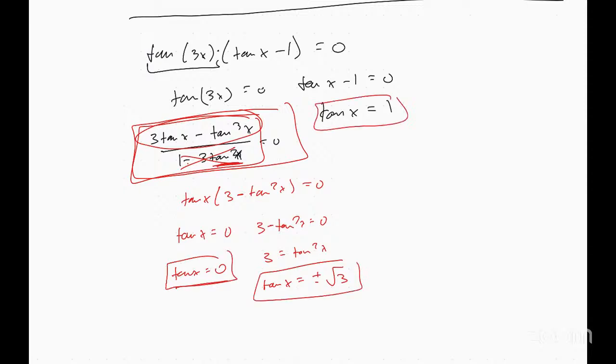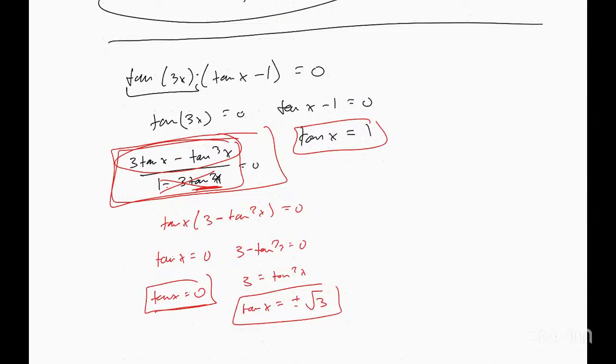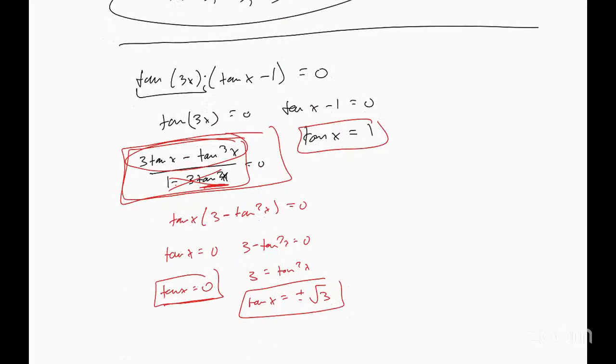Okay. So x can be, tangent is 1. That's in the first and third quadrant. So that's pi over 4 and 5 pi over 4, right? The tangent is 0 at 0 and pi, right? And tangent is plus or minus root 3 at a lot of places. You just look at your unit circle and find them all.